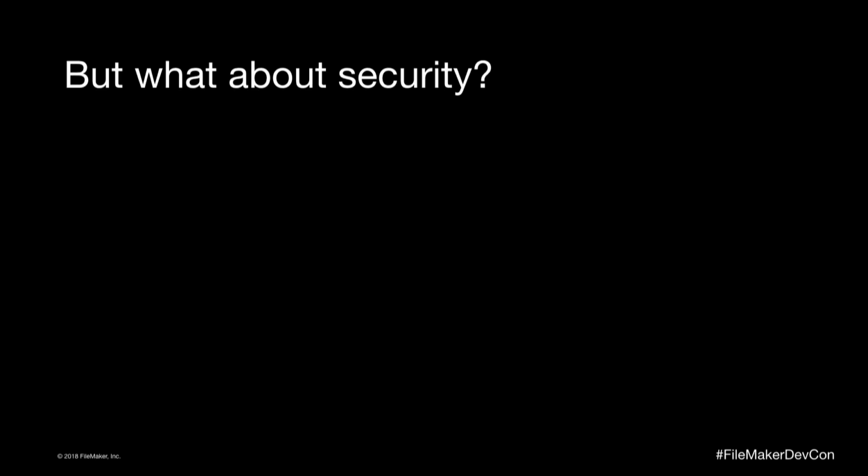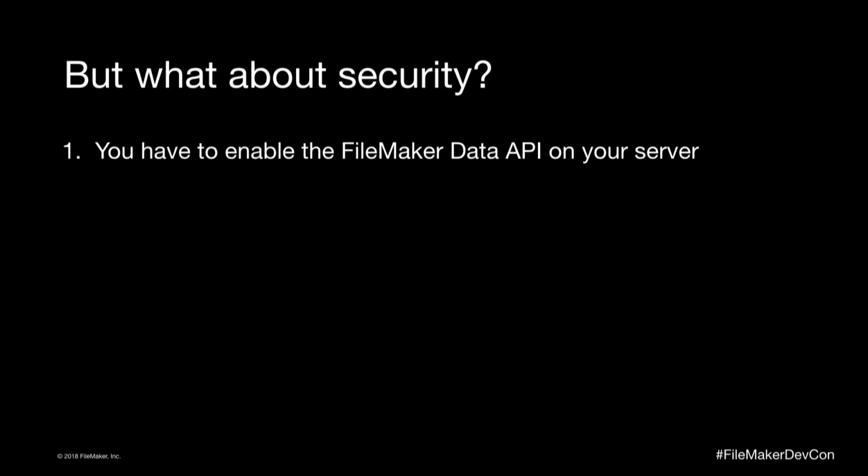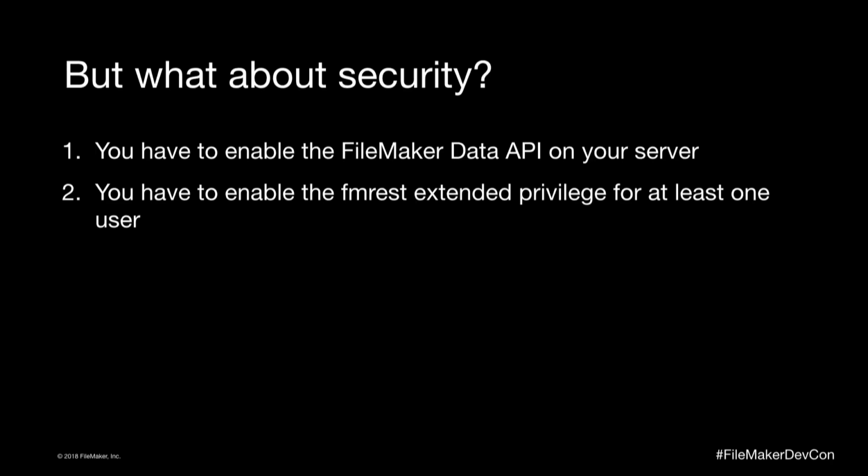Did I hear you say that? I hoped I heard you say that, because basically at that point it looked like I was just sending and receiving data and nothing much was happening. Do not panic. FileMaker's got your back, as you would expect. Basically, there are two things that you have to do in order to make all of this work. One, you have to enable the FileMaker Data API on your FileMaker server. And two, you have to enable the fmrest extended privilege for at least one user. Okay? So two steps that you have to take.